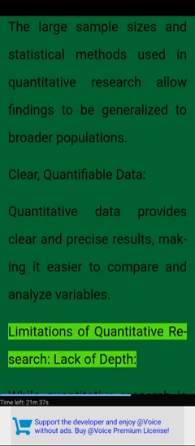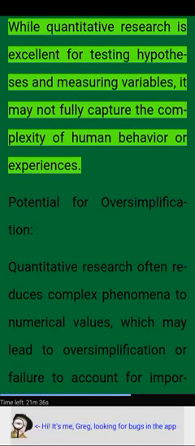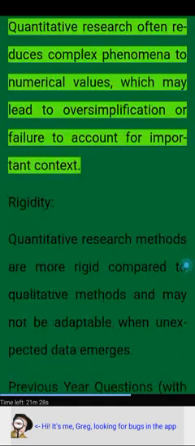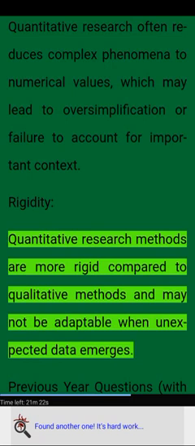Limitations of quantitative research, lack of depth. While quantitative research is excellent for testing hypotheses and measuring variables, it may not fully capture the complexity of human behavior or experiences. Potential for oversimplification. Quantitative research often reduces complex phenomena to numerical values, which may lead to oversimplification or failure to account for important context. Rigidity. Quantitative research methods are more rigid compared to qualitative methods and may not be adaptable when unexpected data emerges.